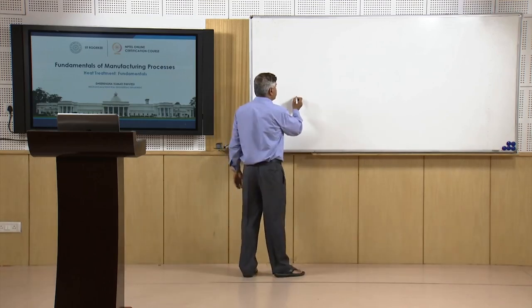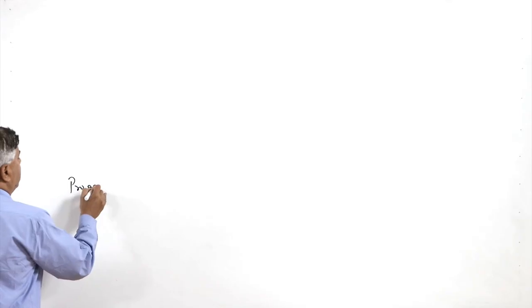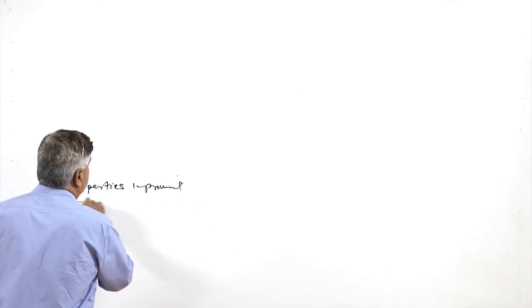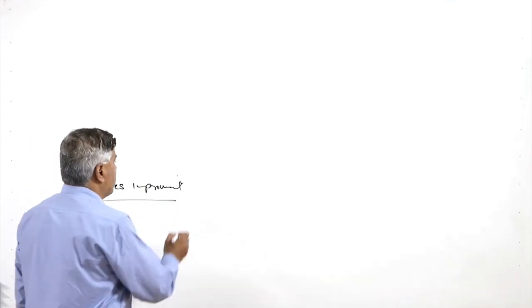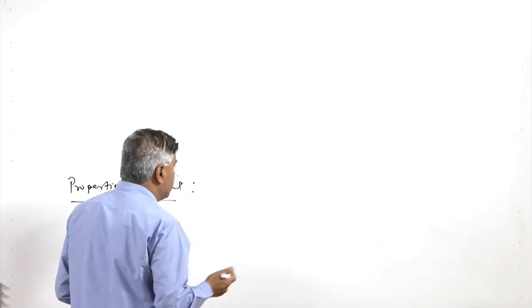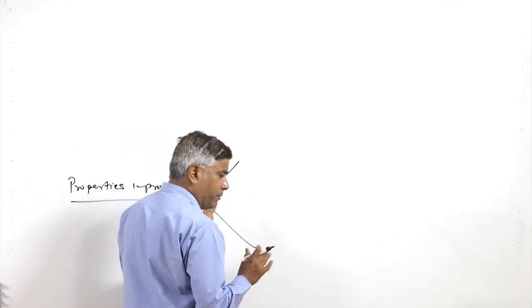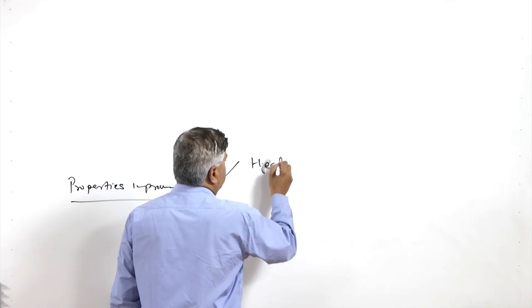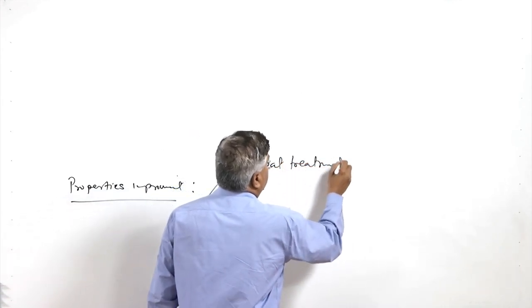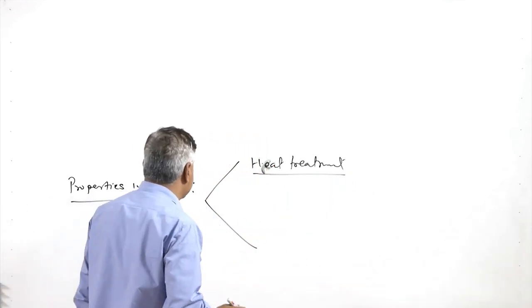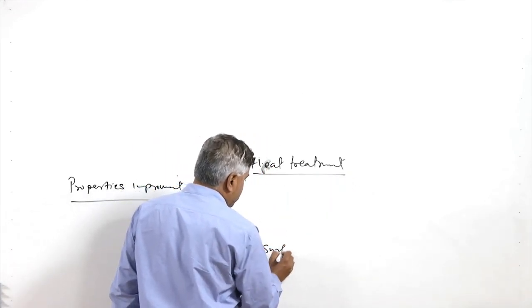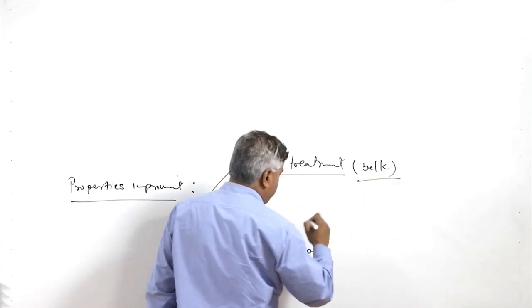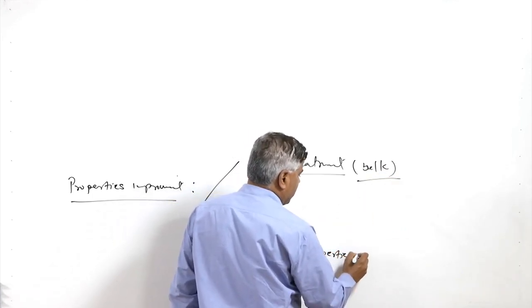Now the fifth category is the property enhancement, the improvement of the properties of the components being manufactured. This property enhancement can be done in a number of ways, but there are two broad categories about which we will be talking. One is the bulk material properties, where heat treatment, meaning thermal treatment, is given to the material for a variety of purposes, and the second is the surface properties. So here the entire bulk material properties are modified, and here only surface properties are modified.